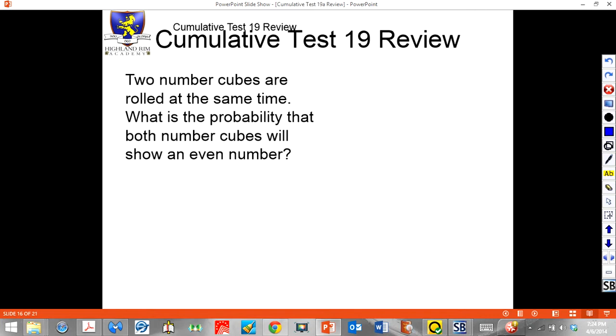So the first time you roll, it's 1 out of 2 probability of getting an even number. The second time you roll, it's 1 out of 2 is the probability of getting an even number. So 1/2 times 1/2 is equal to 1 out of 4. And that's all it takes. That's not a hard problem. Don't make it too hard.